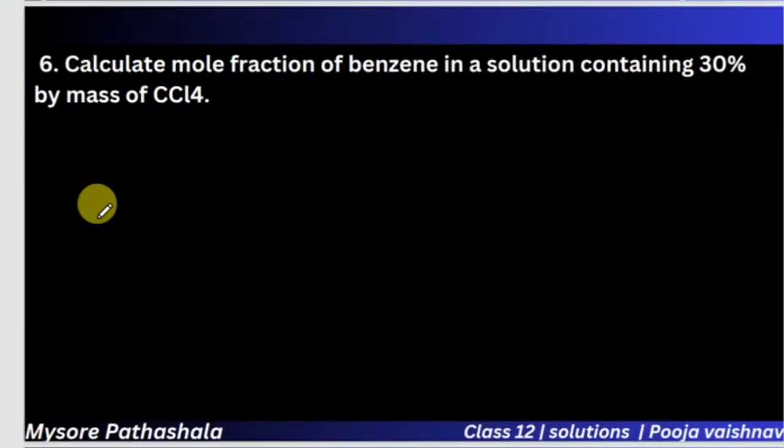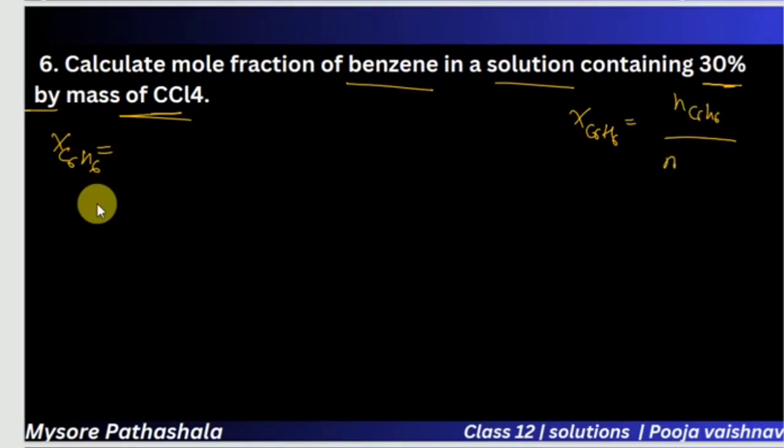Right. Calculate mole fraction of benzene in a solution containing 30% by mass of CCl4. So what do we need to find out? Mole fraction of benzene. So we know that we have a formula. What is that? Mole fraction of benzene has a formula like this. Number of moles of C6H6 divided by number of moles of C6H6 plus number of moles of another component, CCl4, right? CCl4. So this is the formula.